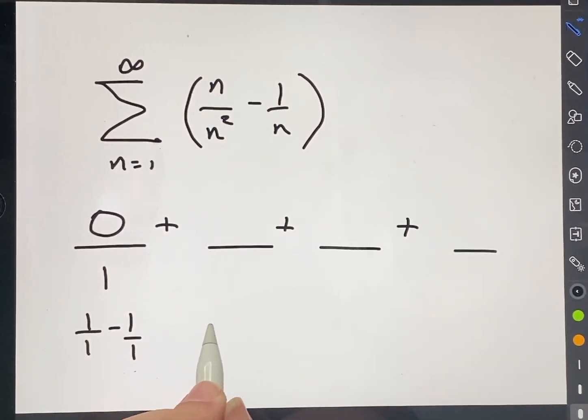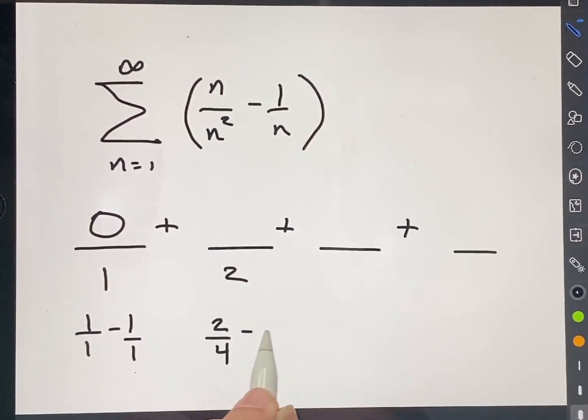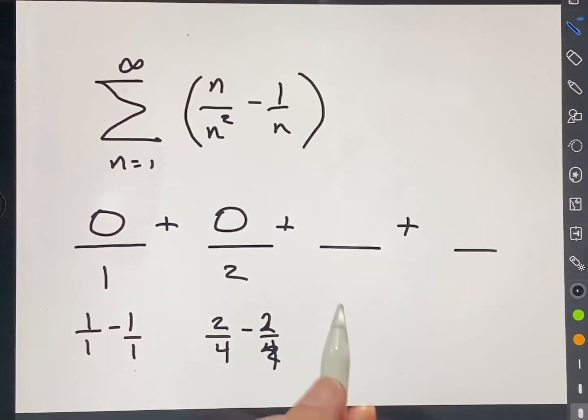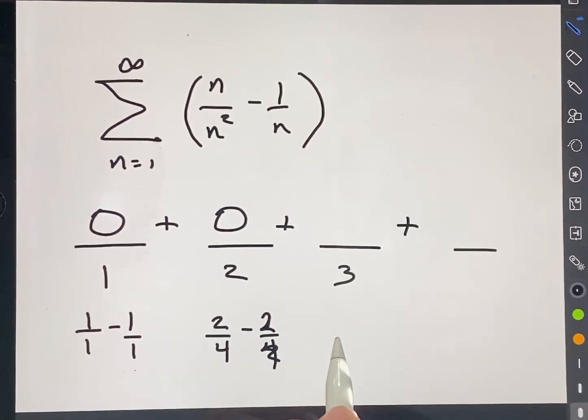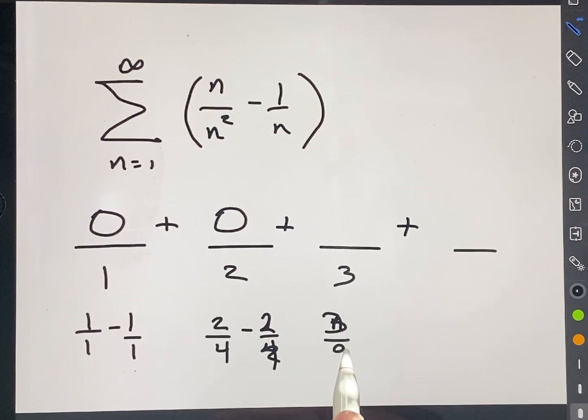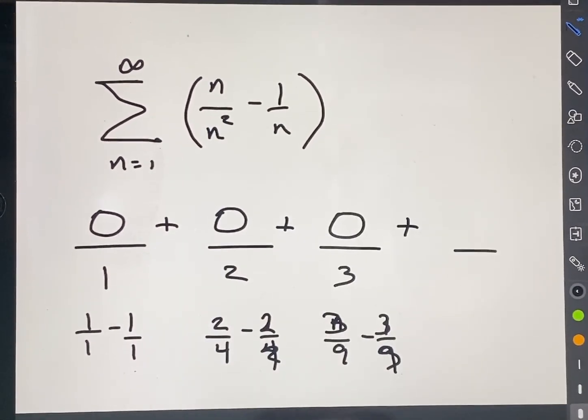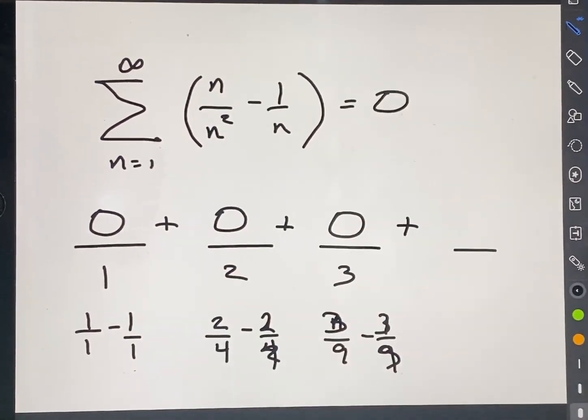So let's look at this way. If n equals 2, we have 2 divided by 4 minus 1 over 2. Okay, we need to change this to the same denominator. So that's going to be 2 over 4. Oh, we've got 0 again. Let's try 3. I think I see a pattern. 3 over 9 minus 1 over 3, which is 3 over 9. We've got 0 again. So no matter what number we plug in, we're going to get 0. And when we add them all up, we're simply going to have 0.